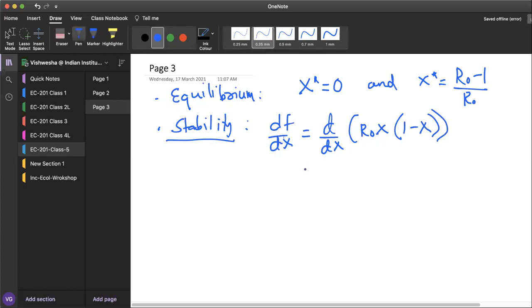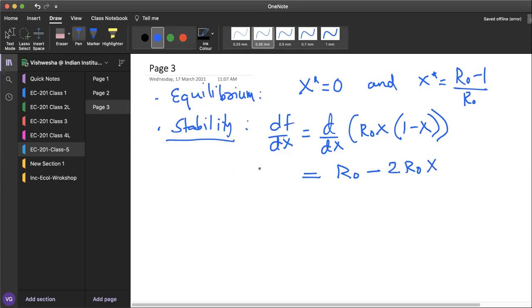Okay, so what would this be? So first is a linear term, that should just be R0. Second is R0x square, and if I take the derivative, that will become 2R0x. And now we evaluate this at the corresponding equilibrium.